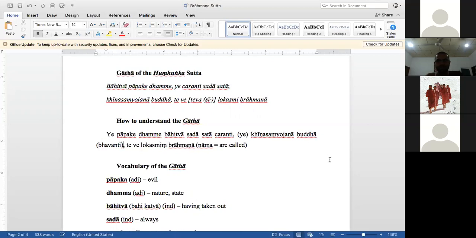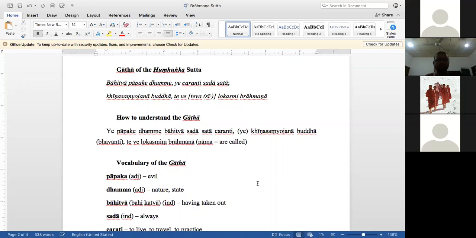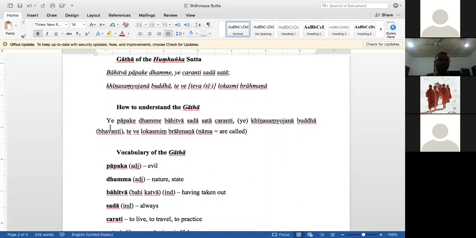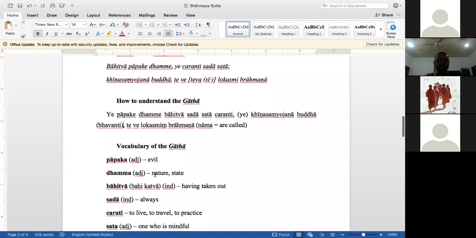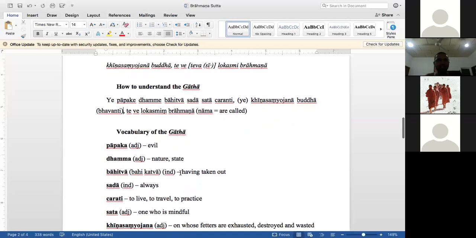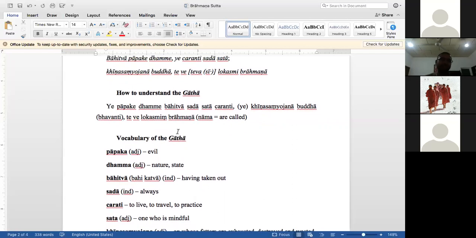Right. So what I mentioned within brackets are the words that you have to insert in order to get the meaning. So what does this mean? Papake Dhamme, you can see, evil natures. Bahitva means having taken out, having removed, destroyed, expelled. So who has expelled the evil natures? Who has taken out the evil natures?